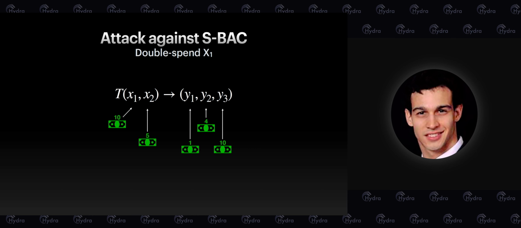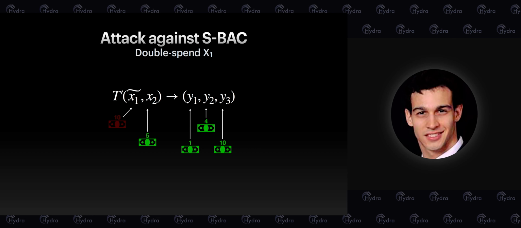The goal here is to double spend X1. So well, let's take concrete examples. Let's see how it works. Here we have the transaction as before, transaction T, where X1 has 10 coins, X2 has 5 coins. So we want to double spend the 10 coins. And then Y1, Y2, and Y3 should be created as output. As you see, the transaction T should be valid in the sense that the sum of the input coins is 15, as is the sum of the output coins.